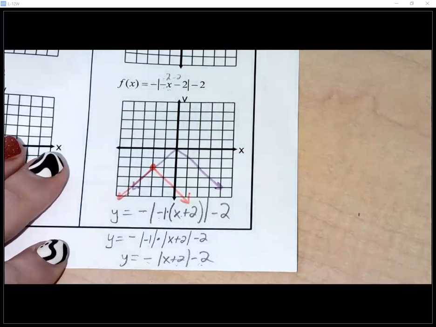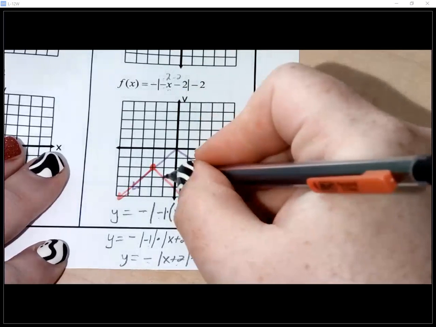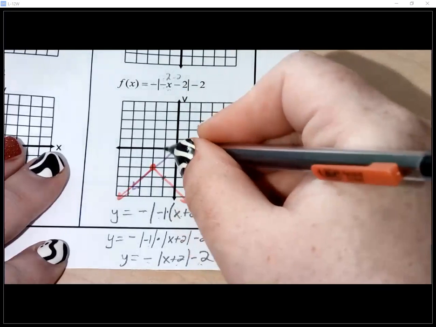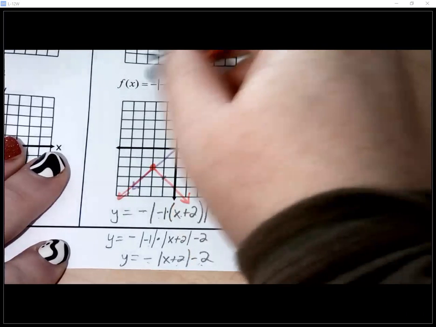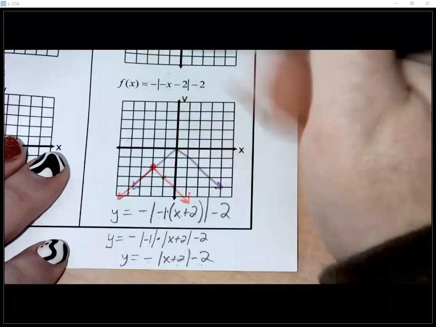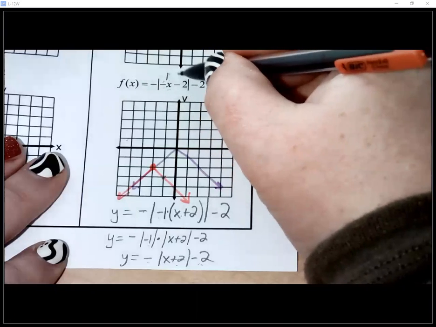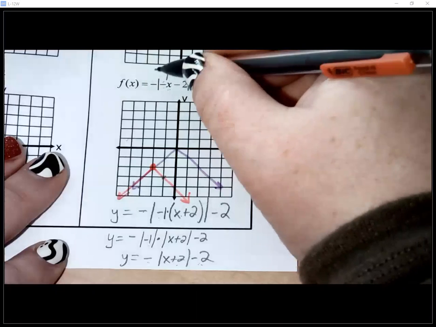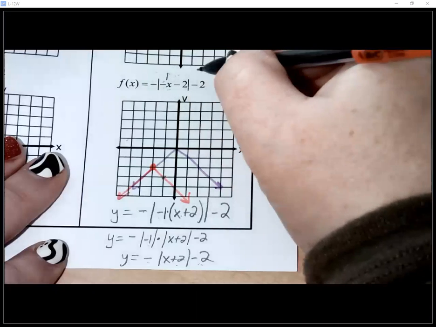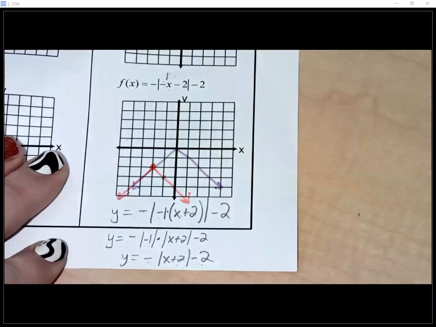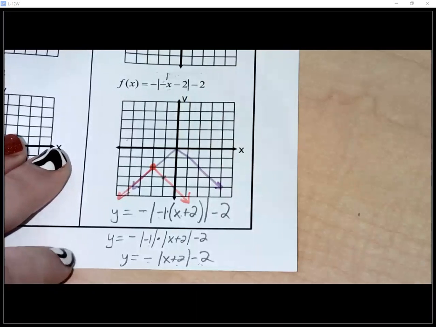You can plug in more if you want. I'll plug in this one too. If I plug in -1, I'm expecting to get out -3. Let's see, -1 in there turns into +1. 1 minus 2 is -1. Absolute value is 1. Take the opposite, -1, minus 2 is -3. Yes. Did you get it? Do you have the right graph? Oh, I'm so happy.